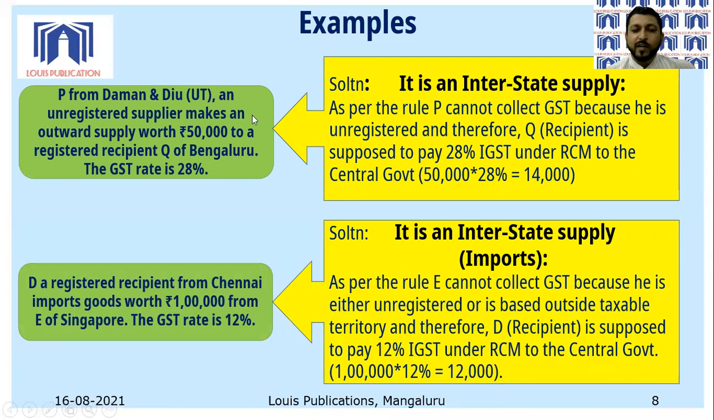I hope these four examples are very clear as far as reverse charge mechanism is concerned. In a normal circumstance, the supplier is supposed to deposit GST with the government. But in case of reverse charge mechanism, either the supplier is not registered or the supplier is registered under the composition scheme. In both circumstances, the supplier cannot collect GST. But since the recipient is a registered recipient, the recipient himself or herself will deposit the GST amount with the government. And since instead of the supplier, the recipient is depositing tax with the government, that is called reverse charge mechanism.